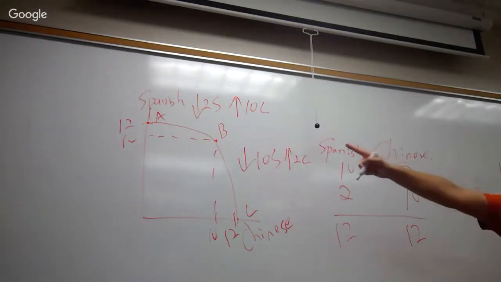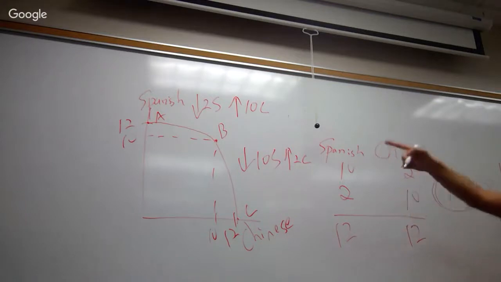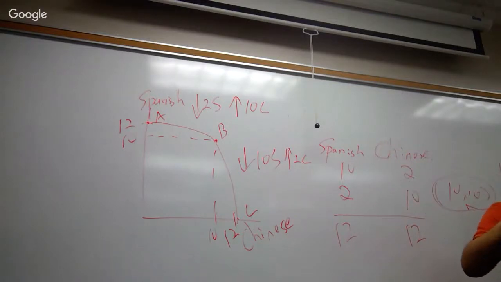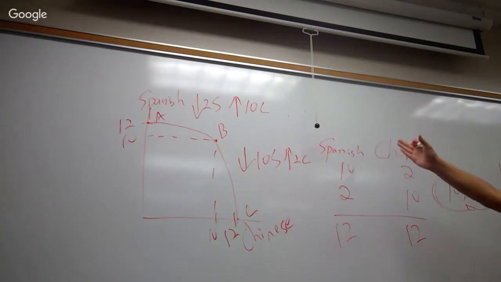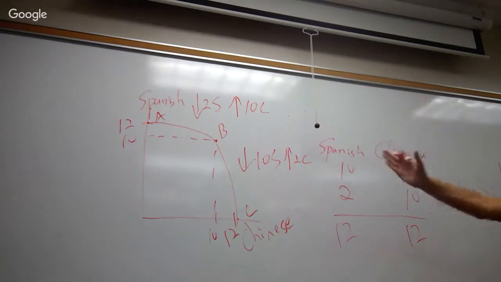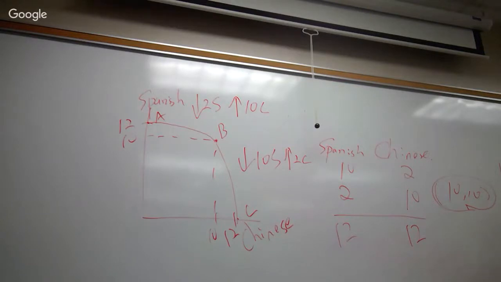If you go from A to point C, you gain more Chinese papers. But the more Chinese papers you gain, the even more Spanish papers you give up. For the first 2 points, we gain 10 Chinese and only lose 2 Spanish. But for B to C, we gain 2 Chinese and lose 10 Spanish papers. So the more Chinese you produce, the even more Spanish papers you must give up. So it's an increasing opportunity cost. The more you produce, the even more of something you give up. That's why you have a curve for our PPF.